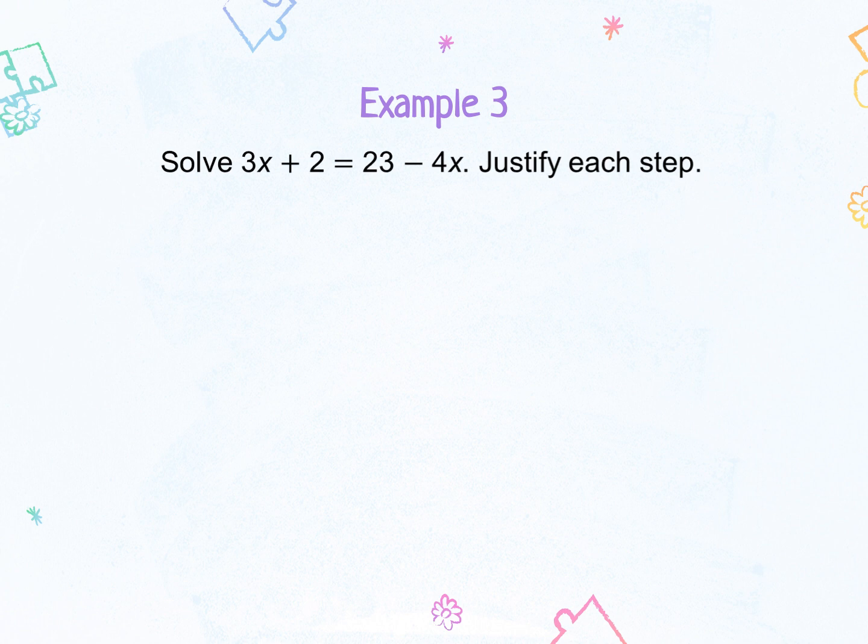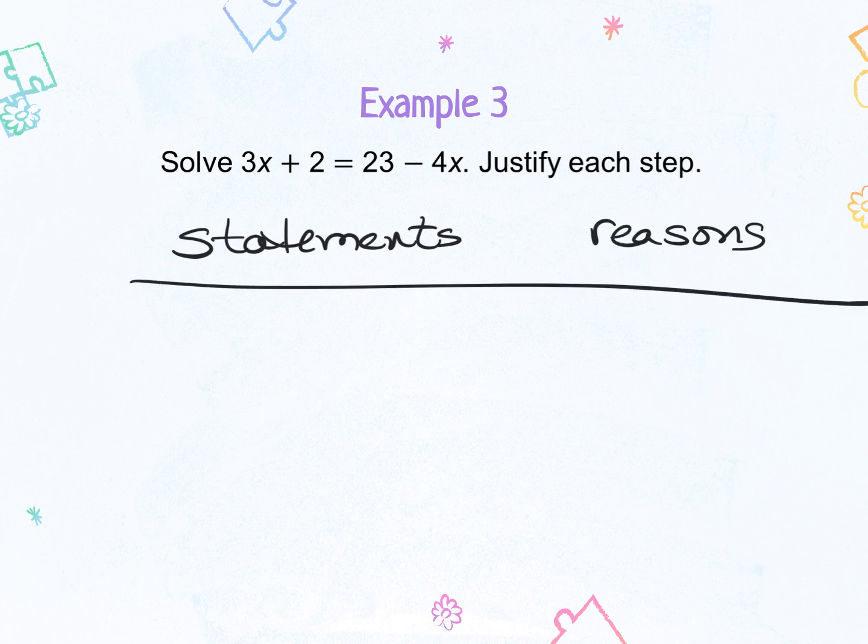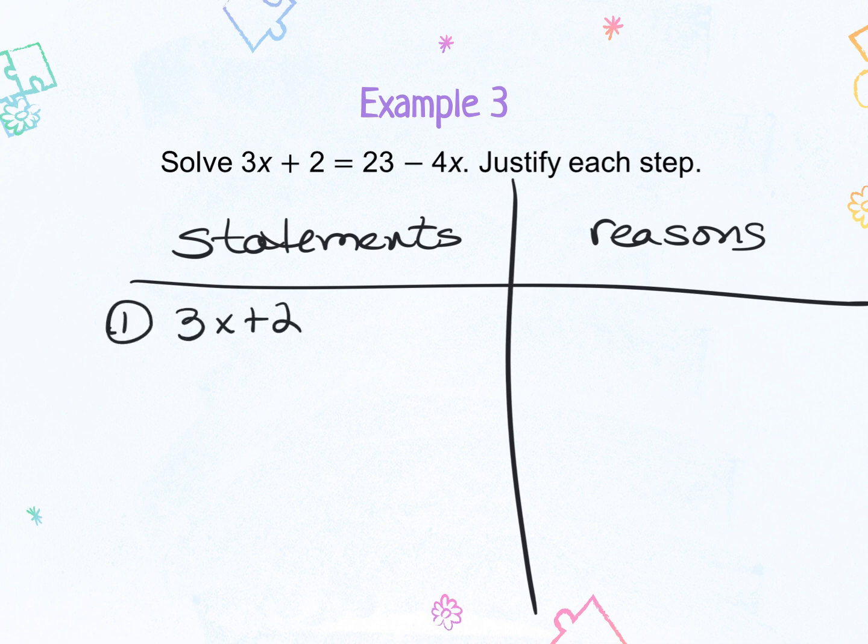Notice nothing's given to us, so we're going to set up our little T. Statements on the left, reasons on the right, and then set it up like that. So again, statement number 1 is the problem they're asking us to solve. So all we do is take that, fill it in, and the reason is it was given to us to solve. Always at least get this much on your paper when you're taking the test and I give you a proof.